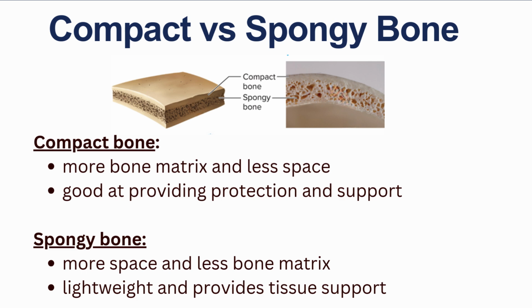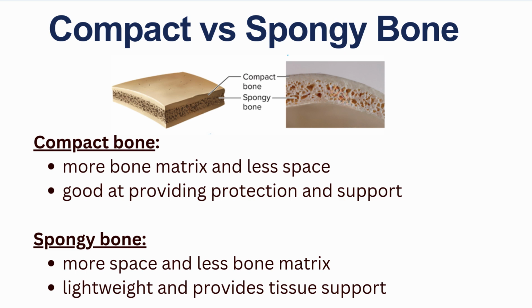Spongy bone, in contrast, has more open space and less bone matrix. Instead of being solid, it forms a honeycomb-like network of thin bone structures called trabeculae. Looking at the image again, spongy bone is found between two layers of compact bone. You can think of this arrangement like a sandwich, with compact bone as the bread and spongy bone as the filling. Notice the many spaces within the spongy bone and how different it looks from the dense compact bone.